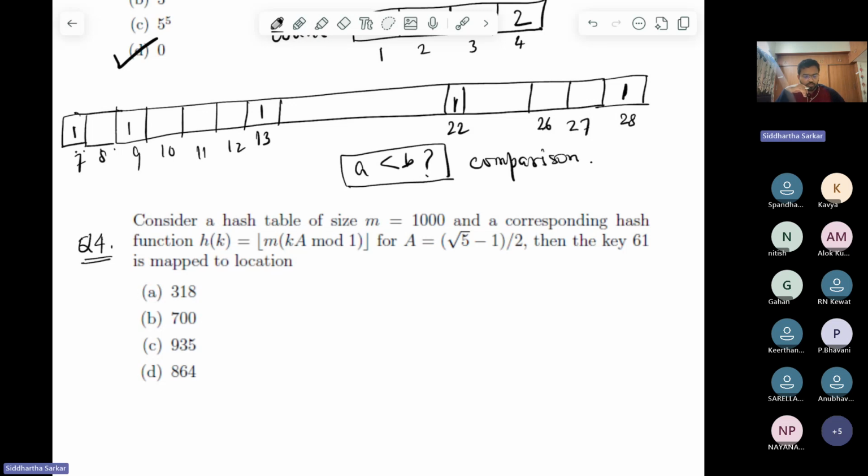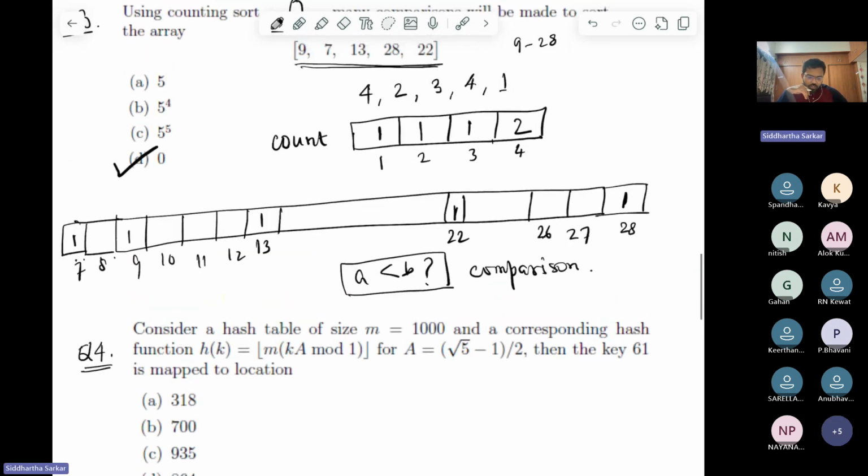For 42341 also, the number of comparisons is 0. There is no comparison. We only count. We scan the array and just update how many there are. 4 has 2 occurrences, and we have captured that. So this count array is capturing how many elements there are of each value. The question of comparison doesn't arise, so the number of comparisons is 0.